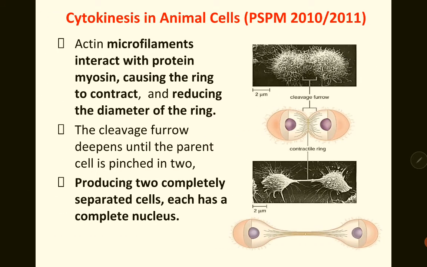Okay, these actin microfilaments will interact with the protein myosin, causing the ring to contract and reducing the diameter, until they deepen and the parent cell pinches into two cells. After they pinch into two cells, they will be separated, split off, and form two completely separate cells, each with a complete nucleus.